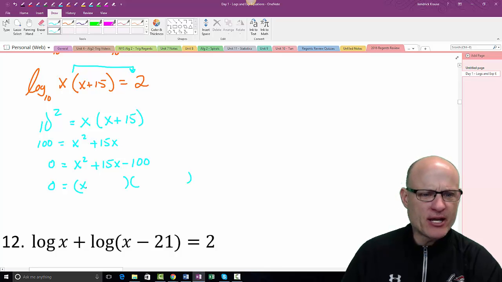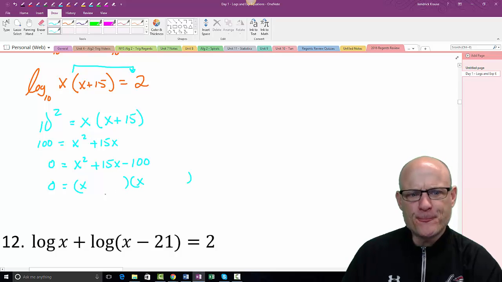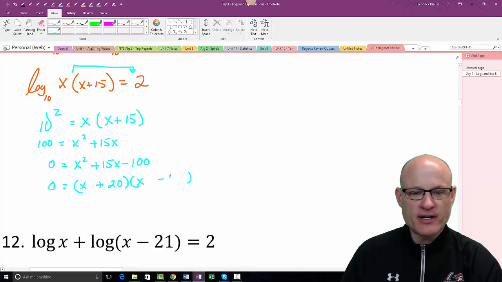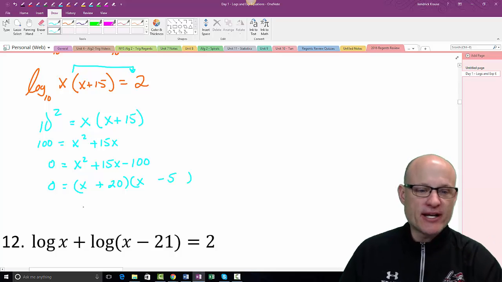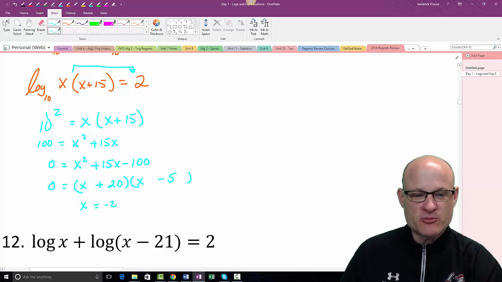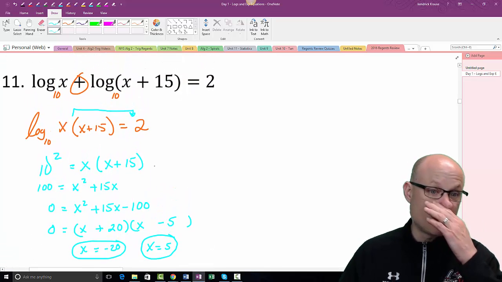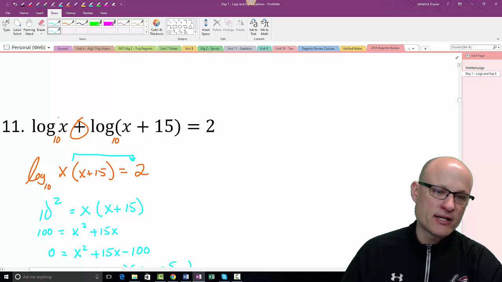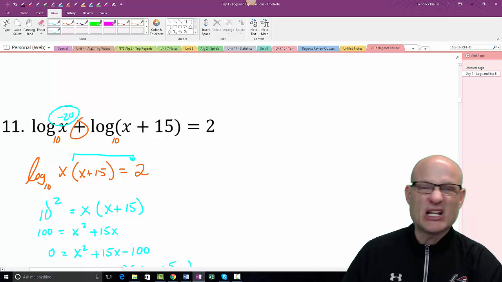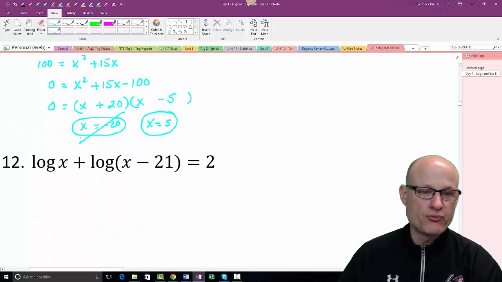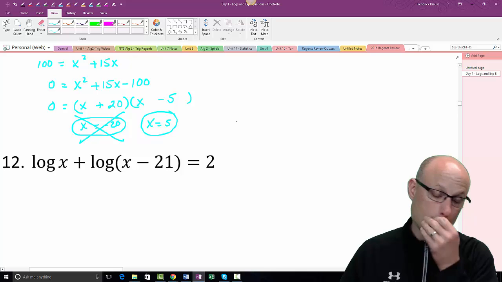Multiply to 100, add up to 15. All right, kid, it's not that difficult. Plus 20 and minus 5. There's not that many ways. So I get x equals negative 20, which is probably going to be a problem, but we'll have to take a look at it. And x equals positive 5 should be okay. So I come back up here and I say, if I plug a negative 20 in here, immediately I'm taking the log of a negative number. You know that's not possible, so gotta go.